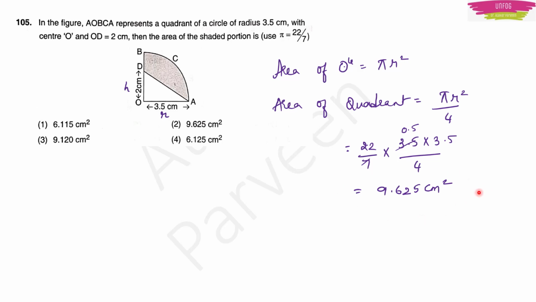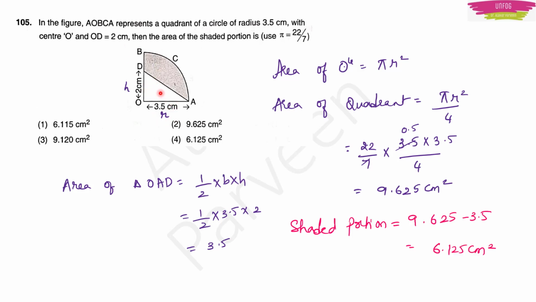So I get the area of the quadrant. Once I get the area of the quadrant, I can find the area of triangle OAD, because they have already given me the height and the base is also there. Half into base into height. I get the area of triangle OAD also. Now to find the area of the shaded portion, I have to subtract the triangle area from the entire quadrant area. If I do that, I will get the answer. Ultimately here I am getting 6.125 centimeter square.